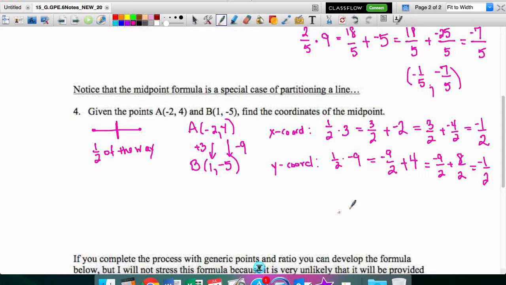So our x and y coordinate happen to be the same. They're not always going to be the same, they just happen to be the same in this particular example. So there is our midpoint of this segment.